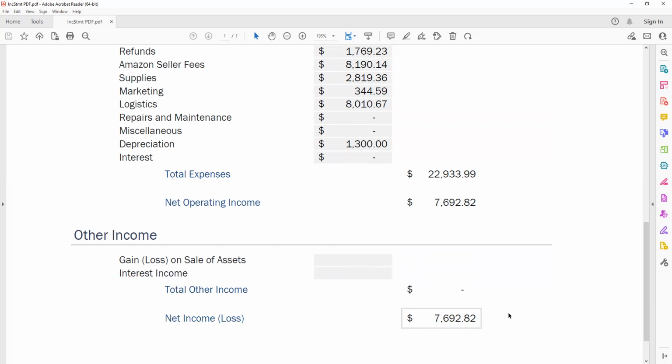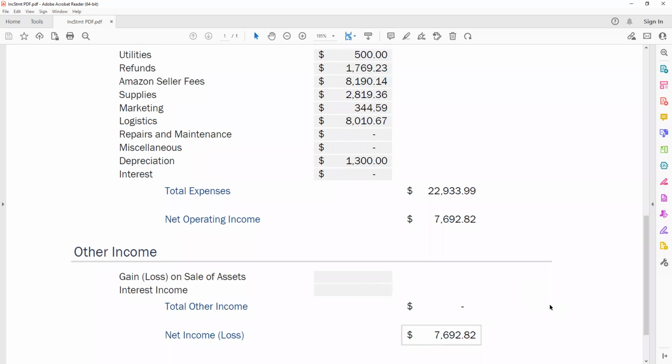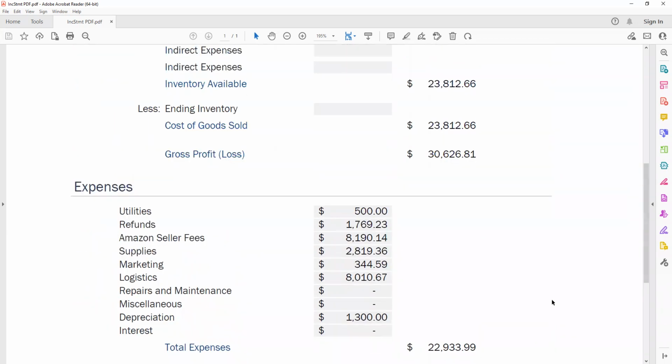We didn't have any. And right here at the bottom, we have our net income or loss, which is really our net income, $7,692.82. But that's pretty much how you get the whole breakdown of your income statement.